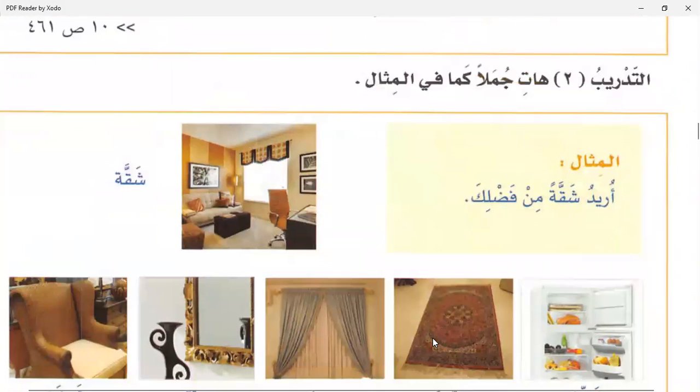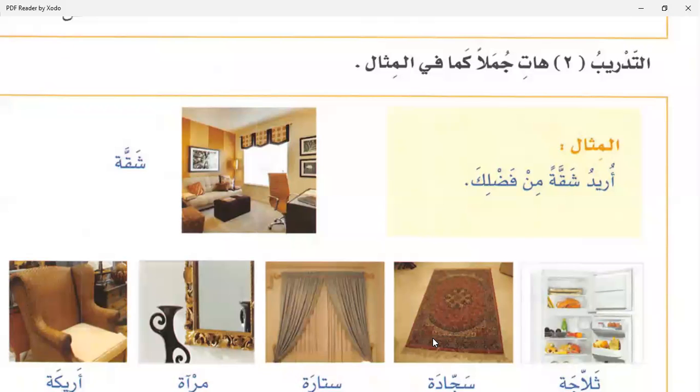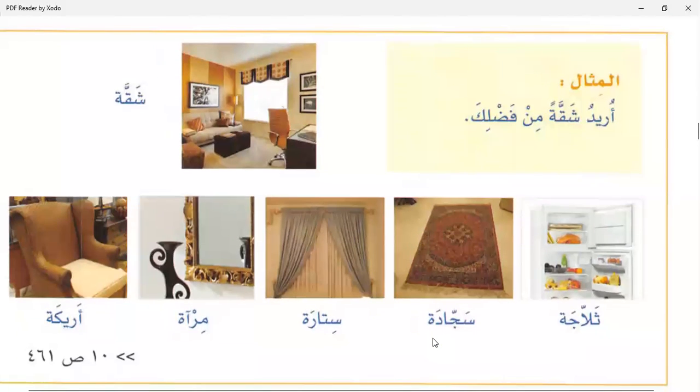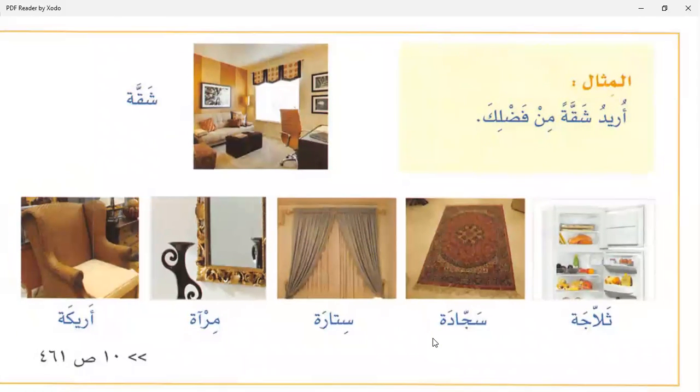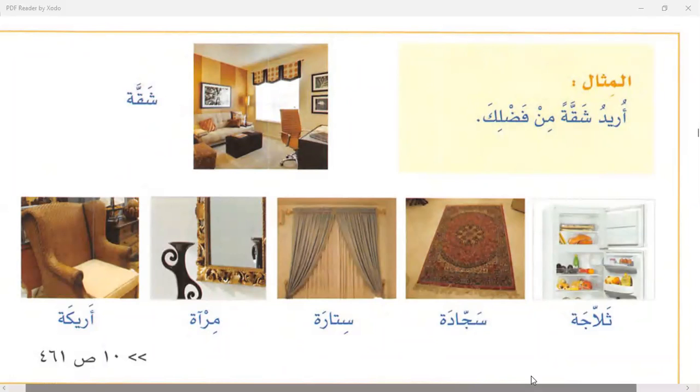Next, the second exercise: bring sentences like the one in the example. Yesterday we studied that we use fatha with the object of the sentence. So here the action of the verb I want is done on the apartment, so apartment must have fatha here. Uridu shaqqatan min fadlika. I want an apartment, please. In this way, you will make a simple sentence with all these pictures. So I need a sister, just raise your hand.